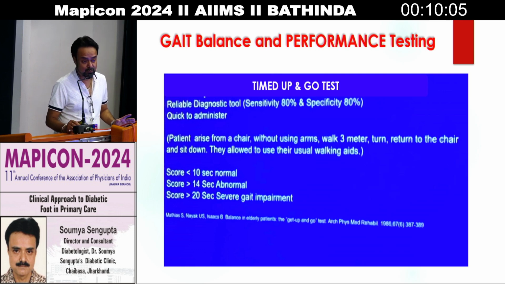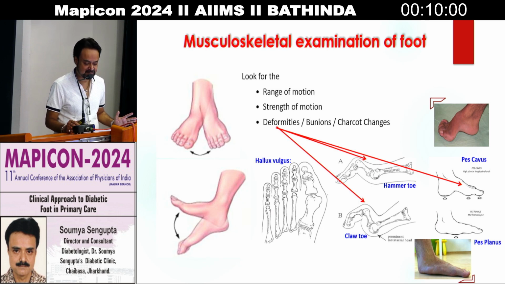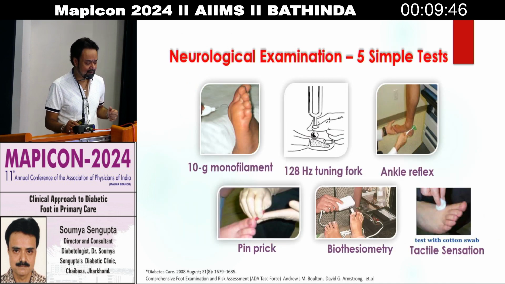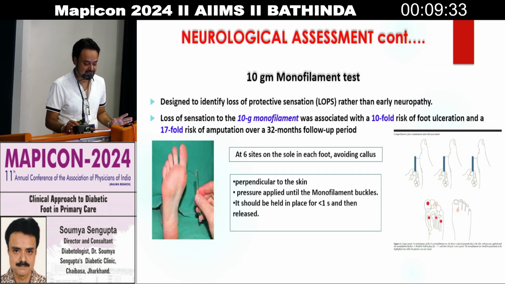So in that case, you look carefully, examine carefully the foot of the patient. Musculoskeletal examination: look for the range and strength of the motion, look for the different kinds of deformities we come across in the clinic. Bunion, Charcot changes, hammer toe, pes cavus, claw toe, pes planus, hallux valgus, etc. Neurological examination, 5 simple tests: 10 gram monofilament, 128 Hz tuning fork, ankle reflex, pin prick, biothesiometry if you have this tool, and tactile sensation.